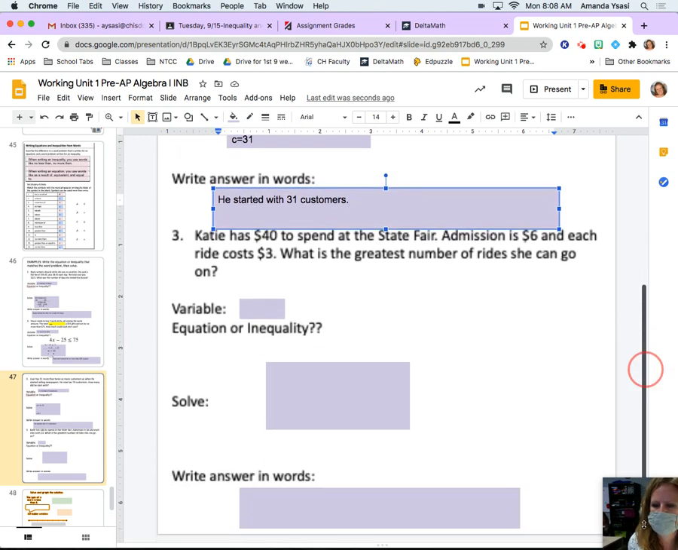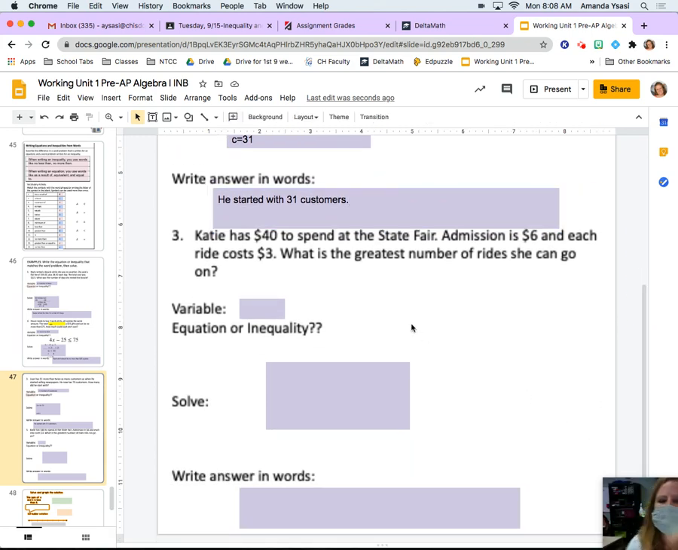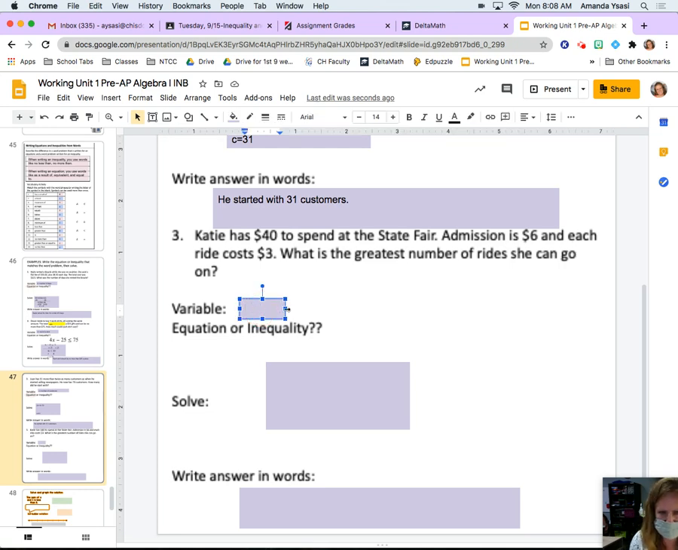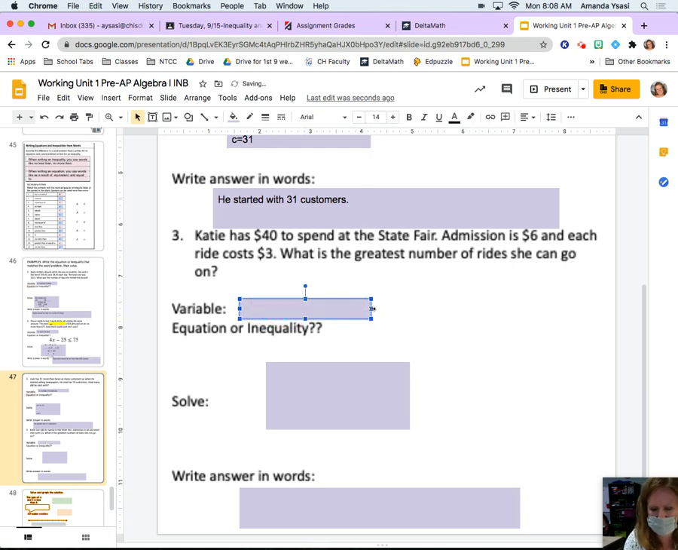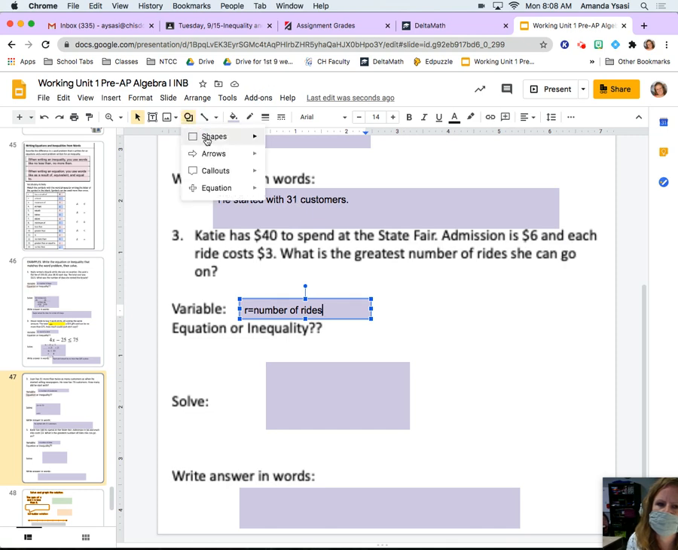Okay. Next one, Katie's problem. Katie has $40 to spend at the state fair. Admission is $6 and each ride costs $3. What is the greatest number of rides she can go on? So what is our variable? R for number of rides. Is this an equation or inequality? The greatest number of rides she can go on. Inequality.